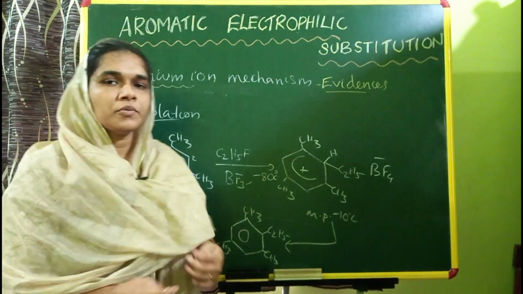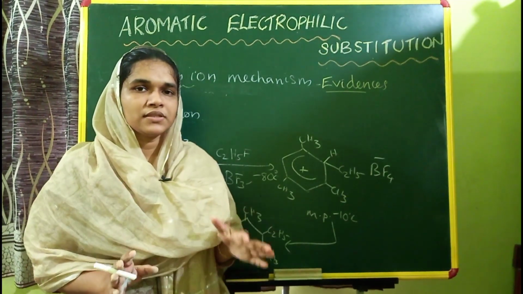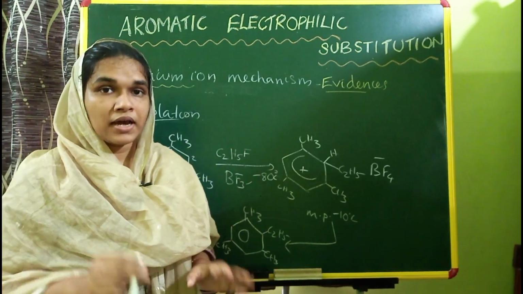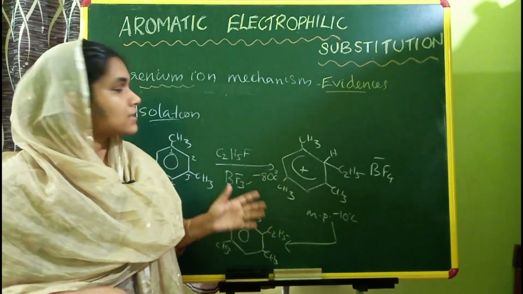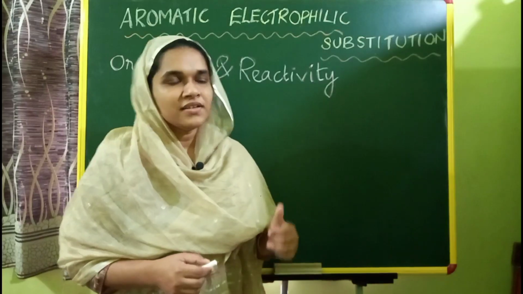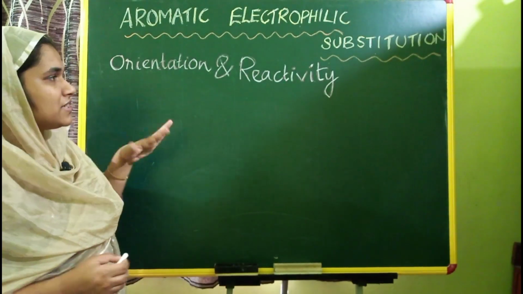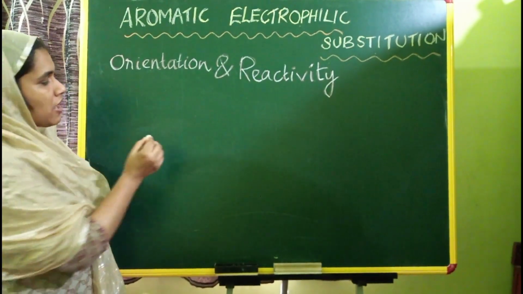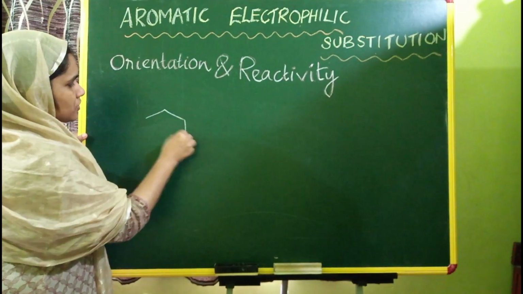So, in conclusion, we can see that the evidences are: one is the kinetic isotope effect, and the next one is the isolation of this Wheland intermediate. Next, we are going to see the electrophilic aromatic substitution of a compound which already has one substituent.